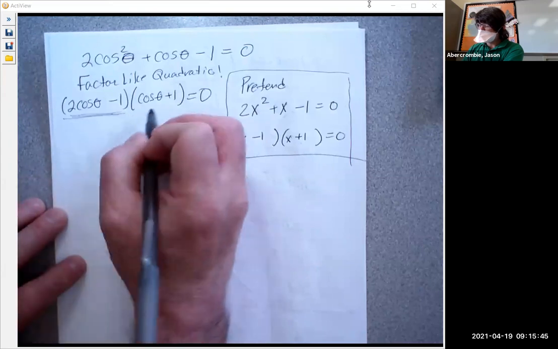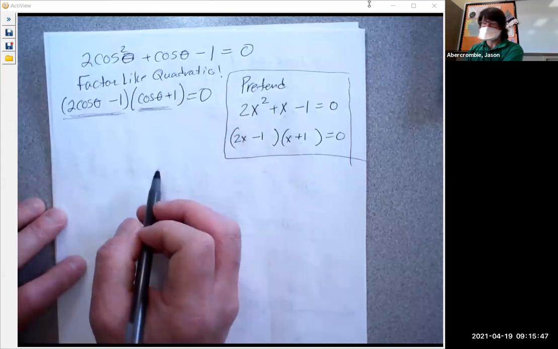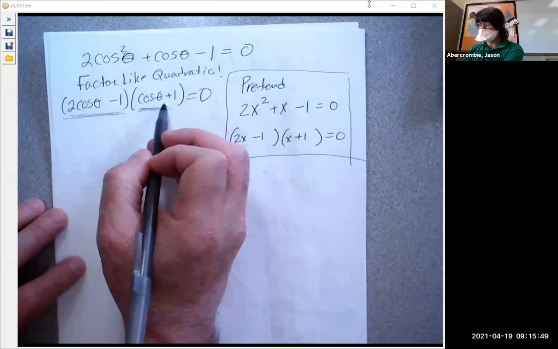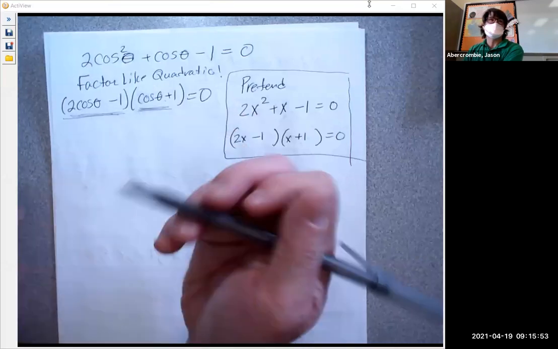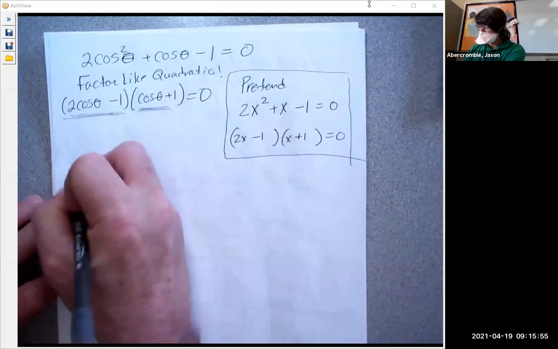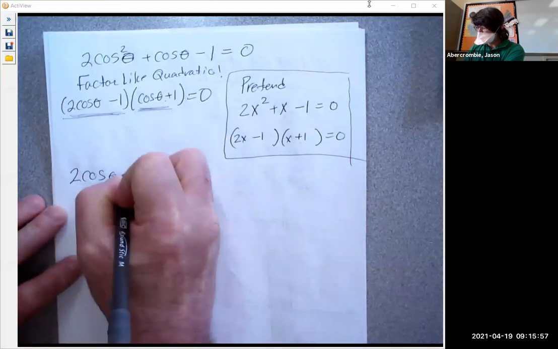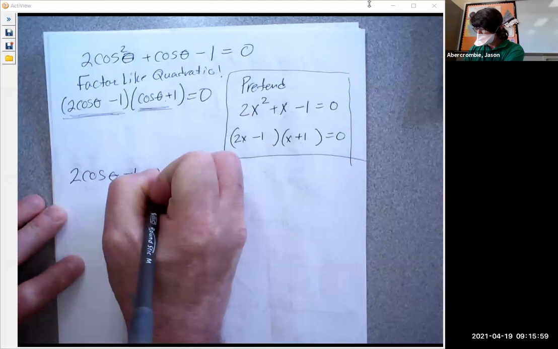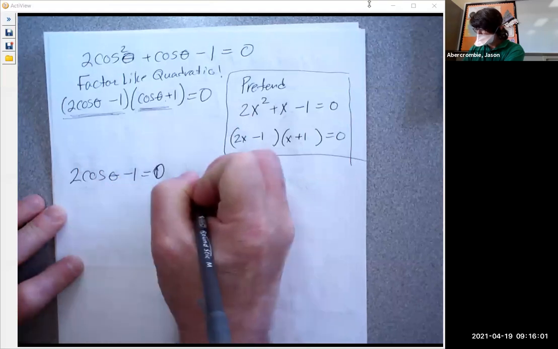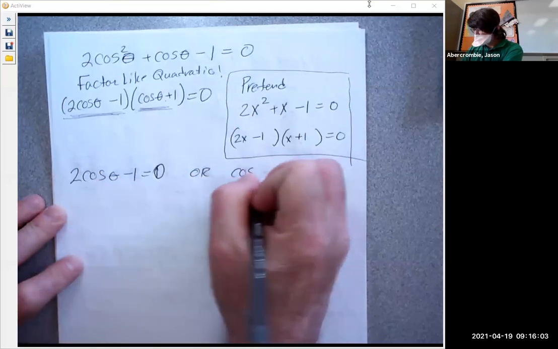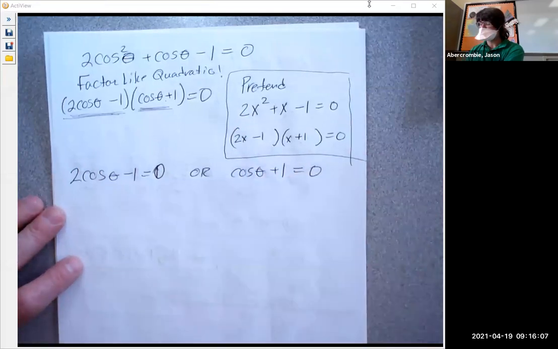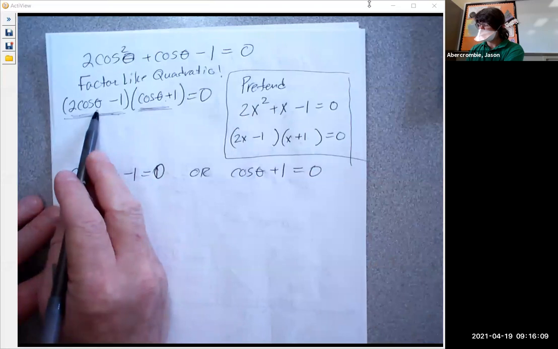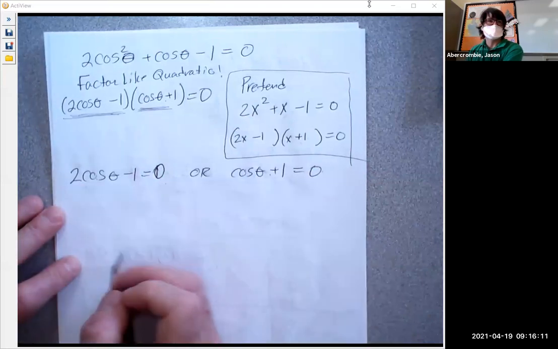And if this equals 0, or if this equals 0, 0 times cosine theta plus 1 is 0. 0 times 2 cosine minus 1 is 0. 0 times anything is 0. So basically, if any of these make 0, or this, then you've got answers. So you've got to take both of these, set this equal to 0, set this equal to 0. Now we're going to go back to my Algebra 1 days.